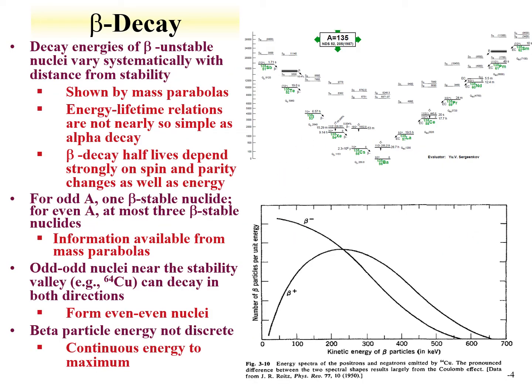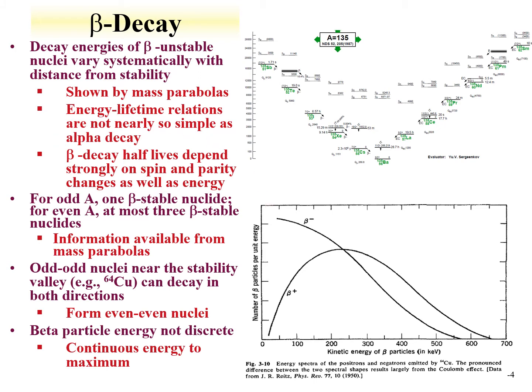Similar to alpha decay, there are systematic variations with beta decay energy and half-life. This is shown by the mass parabola here, where we see that there's this larger energy change as we go from more unstable to more stable beta isotopes. However, unlike alpha decay with the Geiger-Nuttall equation, there's not as strong a linear relationship as what's observed with alpha decay. What we're going to see is that beta decay half-lives really depend upon variations in spin and parity.